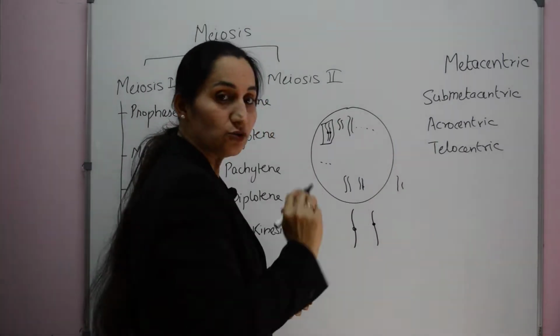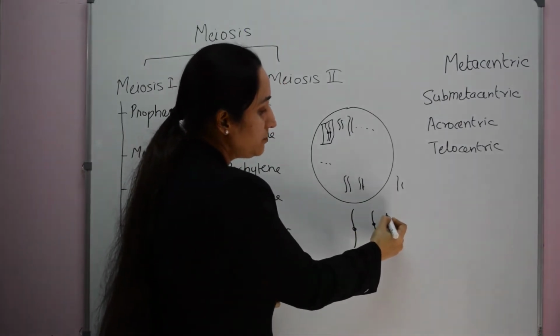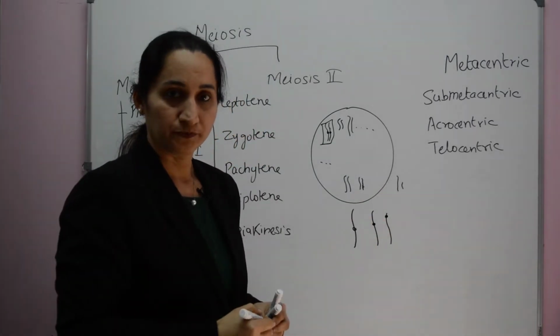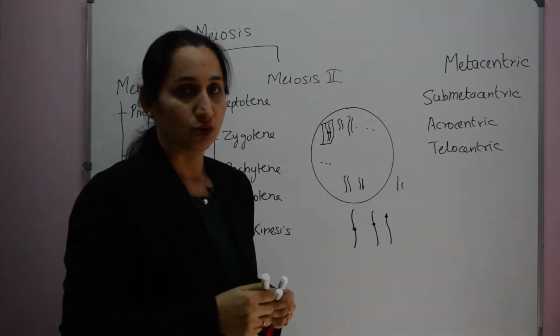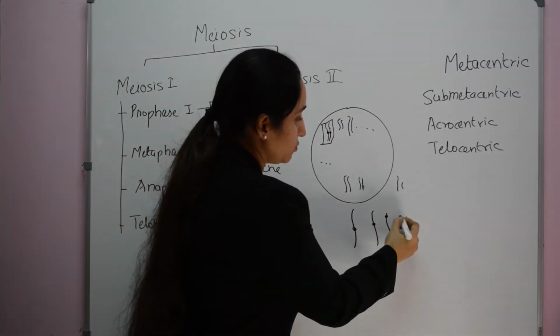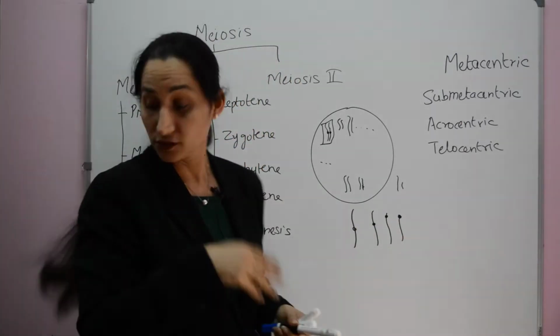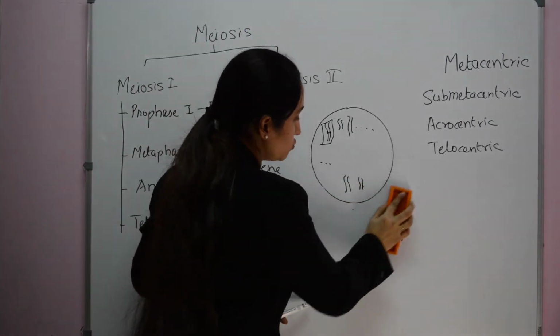So the arms will be divided into two slightly unequal lengths. In case of acrocentric chromosome, the position of centromere will be near to any one end of the chromosome. So the lengths of the two arms are very unequal. And in case of telocentric chromosome, the position of centromere is at any one end of the chromosome. Now we were talking about the homologous chromosomes.